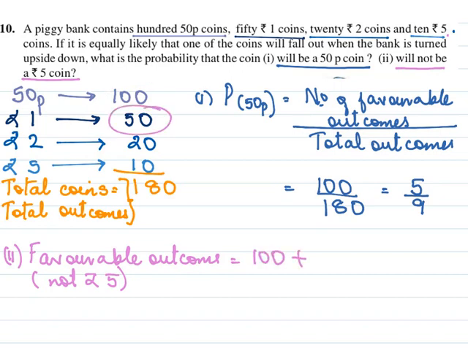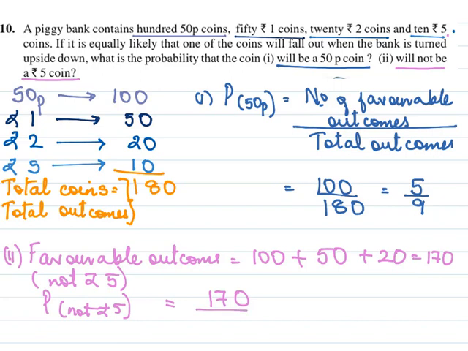Plus we have 50 coins of 1 rupee. So plus 50. We have 20 coins of 2 rupees. So plus 20. We are not going to add this 10 because it has not to be 5 rupees. So we won't add this 10. So the favorable outcomes now come to 170. So the probability of not 5 rupees will be 170 favorable over total outcomes, total outcomes 180, so 170 over 180, which is 17 over 18.